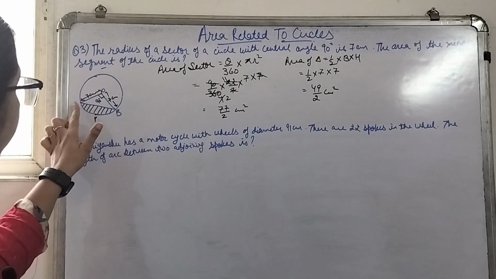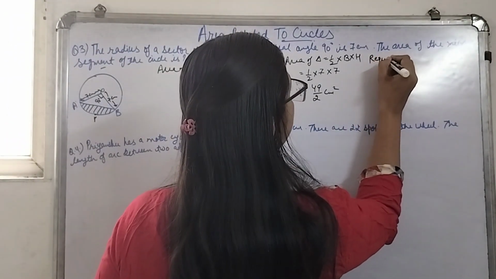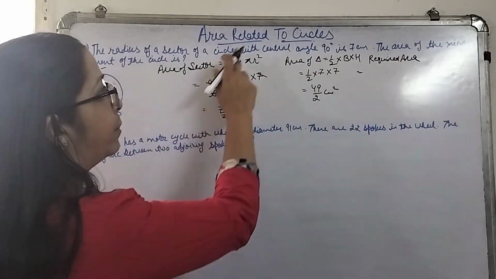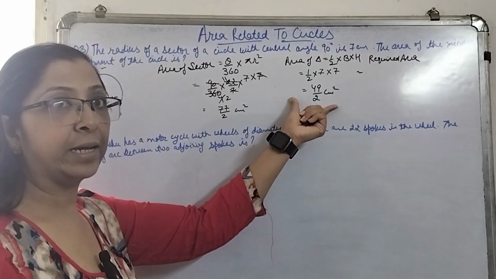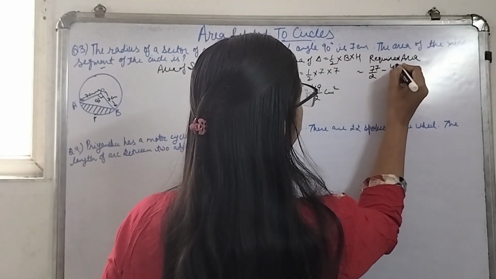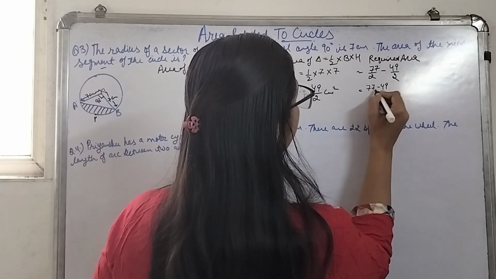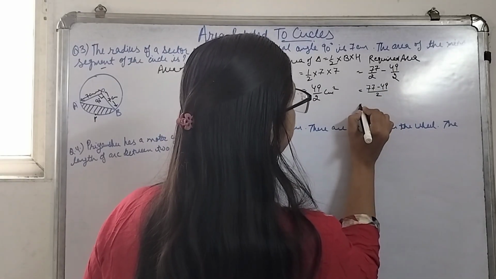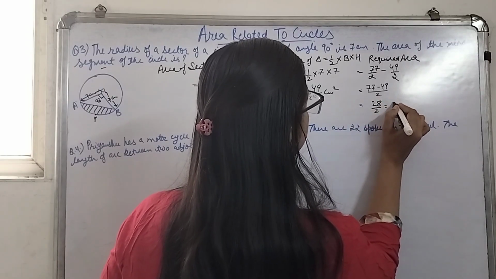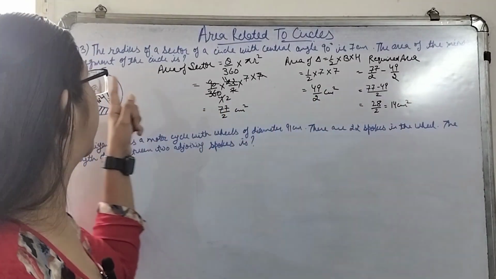Now we want this shaded area, that is the area of the minor segment. So the required area is the area of the sector minus the area of the triangle, that is 77 by 2 minus 49 by 2. That simply means 77 minus 49 by 2. If we subtract it, it will be 28 by 2, or we can say 14 centimeter square is the required area, or the area of the minor segment.